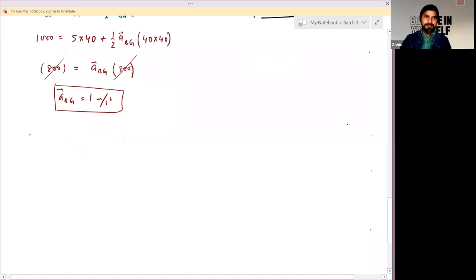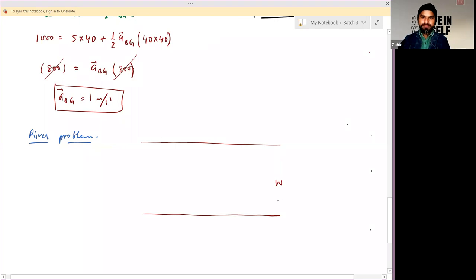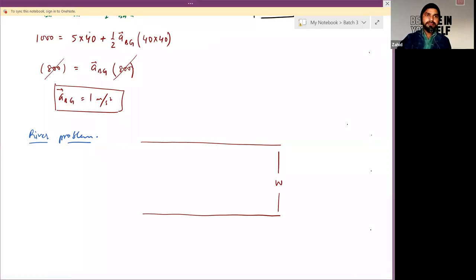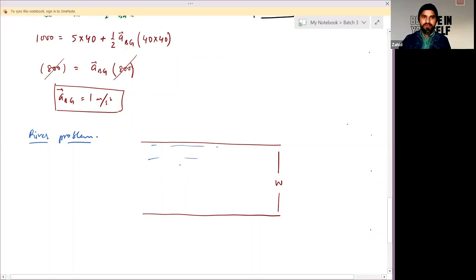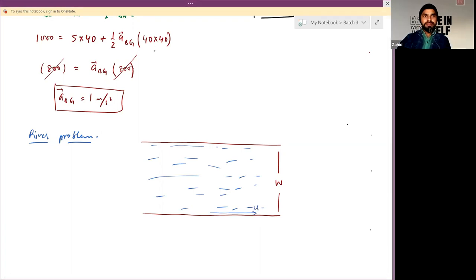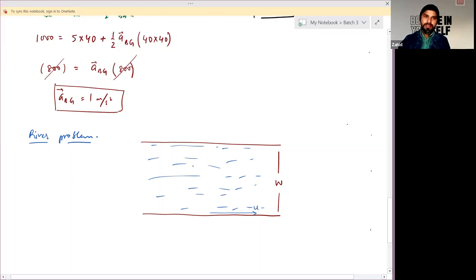The next topic is the river problem. Suppose we have a river having width W, and it is flowing along east with some velocity U. A swimmer wants to cross it, so he dives at some angle theta at velocity v.